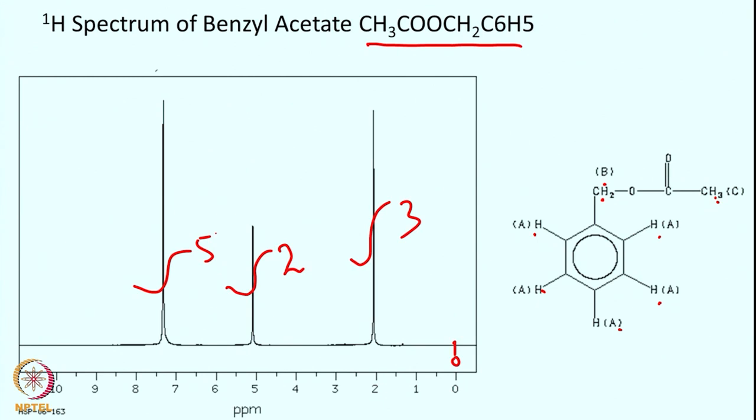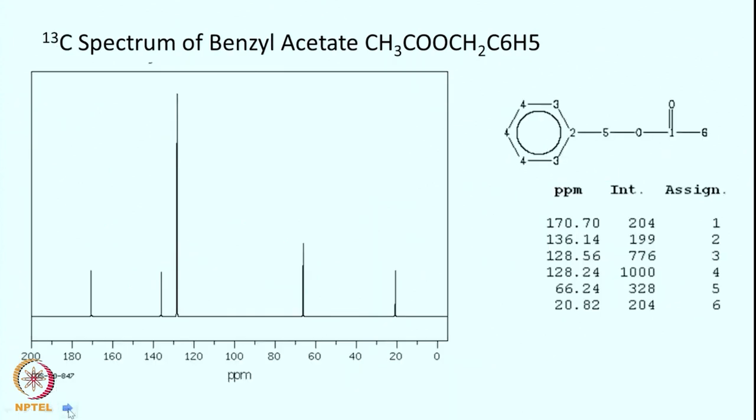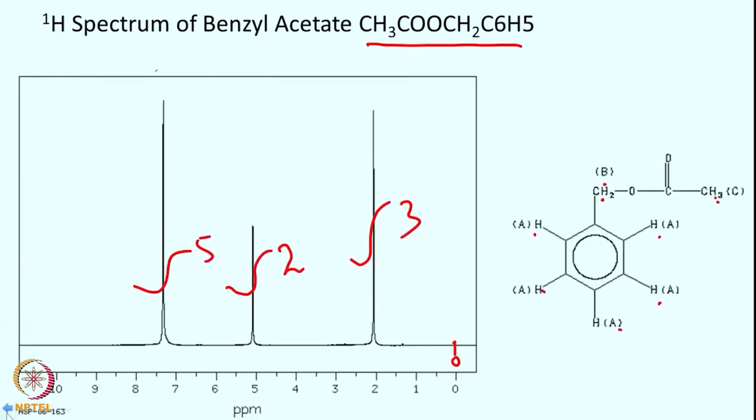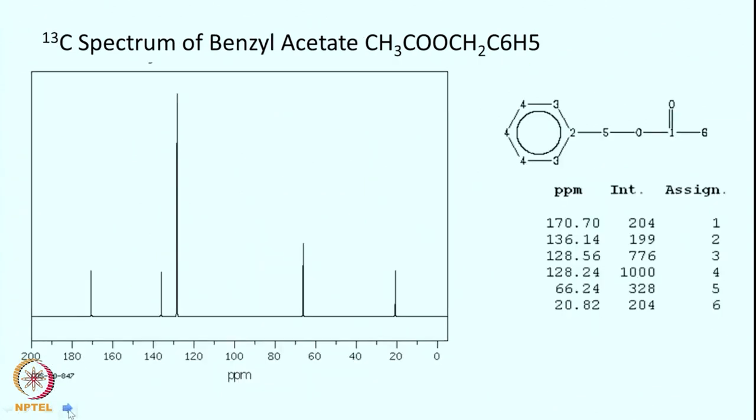Now, let us look at some other example, the carbon spectrum of benzyl acetate. How many types of carbon do we have now? Let us look at the carbons in the same molecule. Let us go back. We have 6 carbons in the ring, 1 carbon here, then 7, 8 and 9. Now, how many types of carbon do we have? If you look, these 3 carbons are chemically equivalent, these 2 carbons are chemically equivalent, and this is another one. Now, CH2 is another one and CO is another one. And here the methyl is another one.